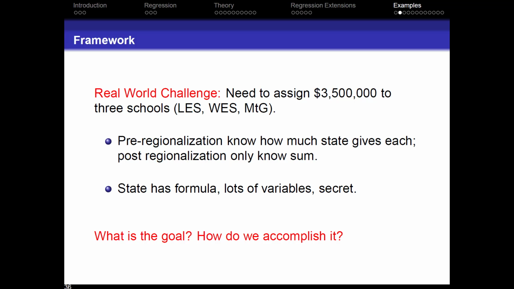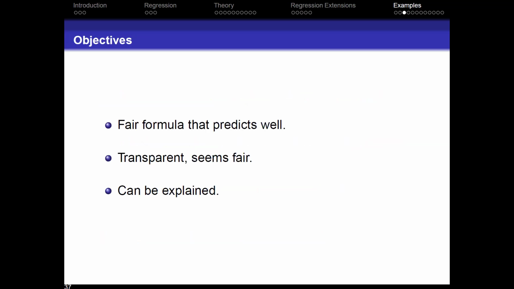The state kept their formula secret. So the question is, could we use linear regression to estimate the state formula and properly divide up the money? And so we want a formula that is fair, that does a good job predicting. Sometimes it's not enough to be fair, it has to seem fair.